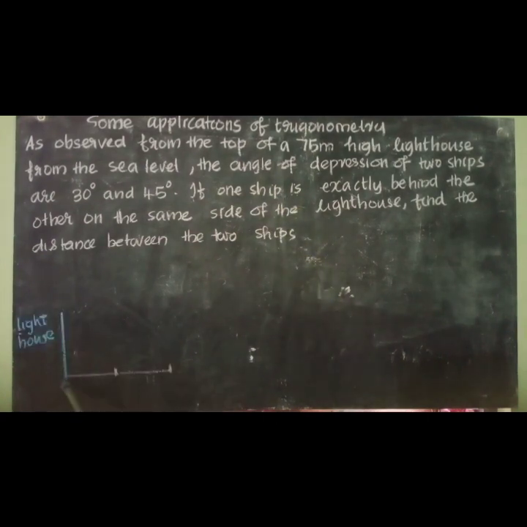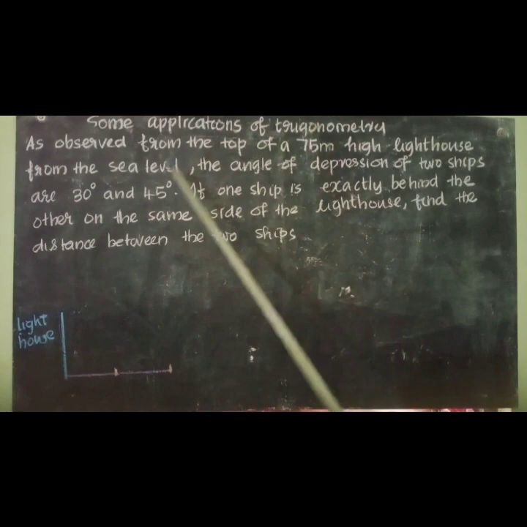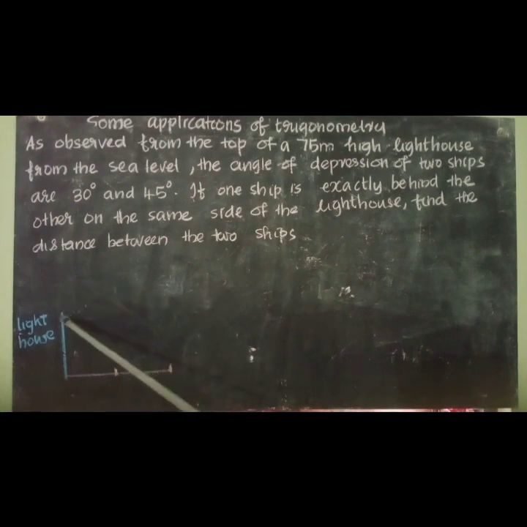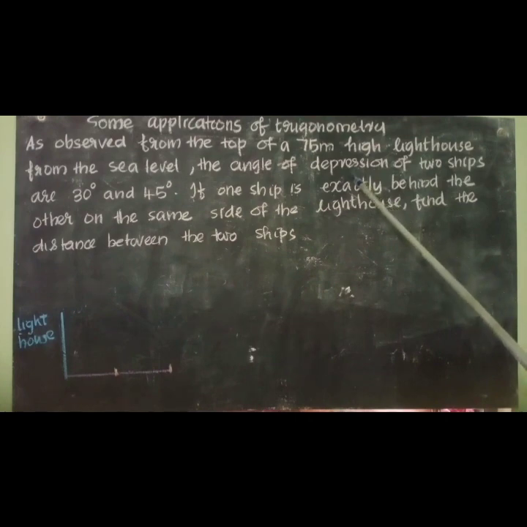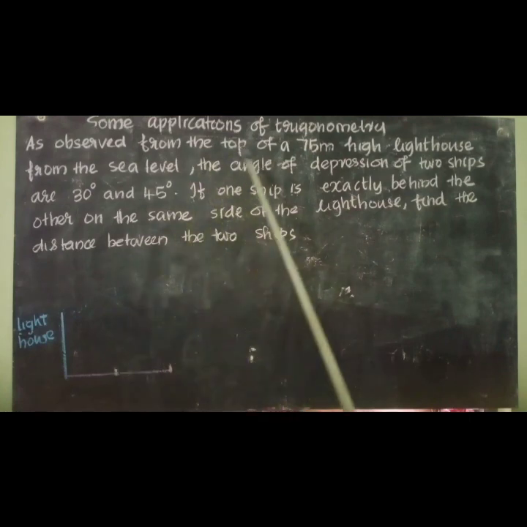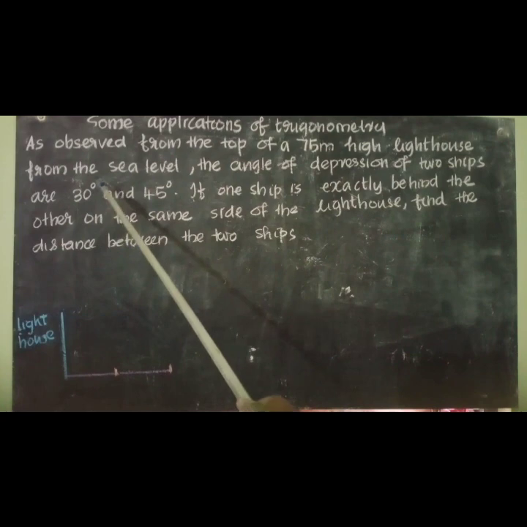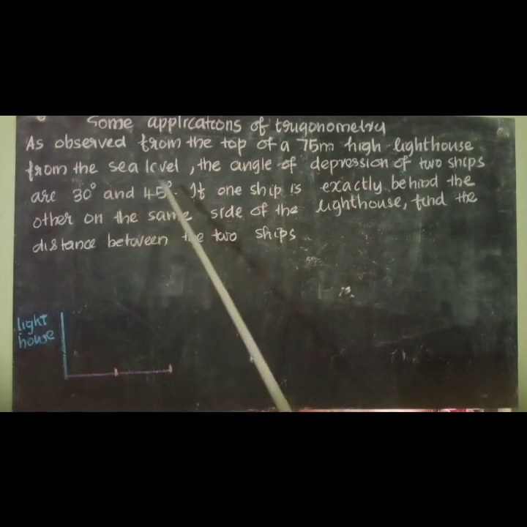So, there is a lighthouse of height 75 meter. Then there are two ships, one is exactly behind the other. Then from the top of the lighthouse, a person is looking at the two ships, looking down because it is given it is angle of depression. So the person is observing the two ships at the angle of depression of 30 degree and 45 degree.